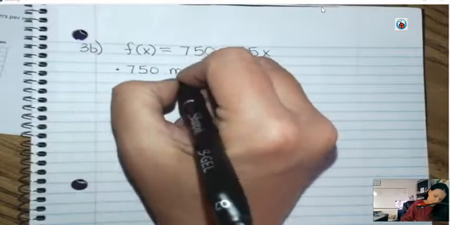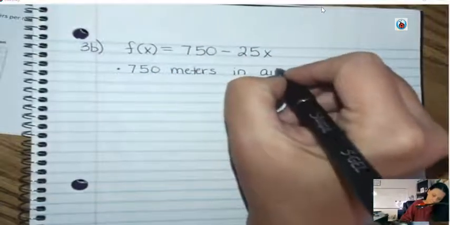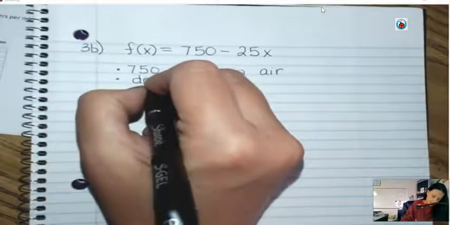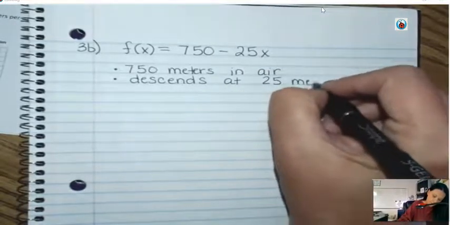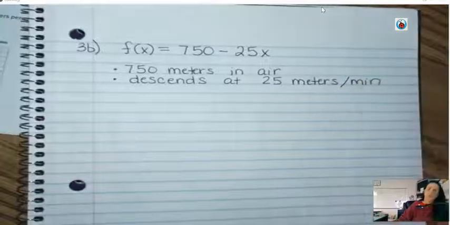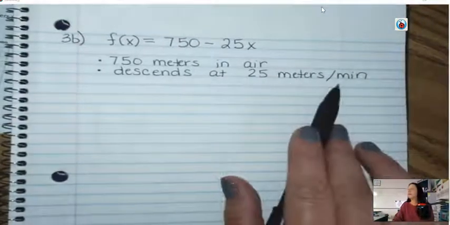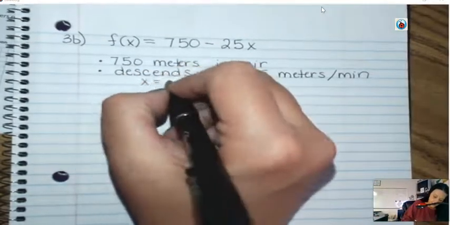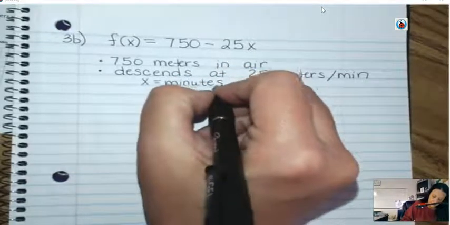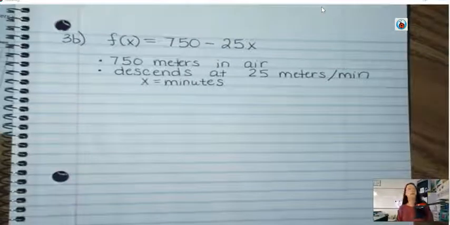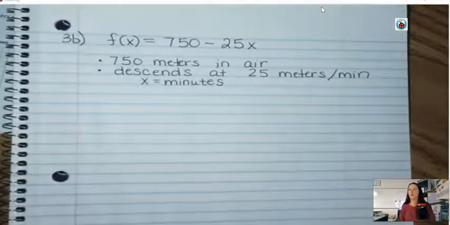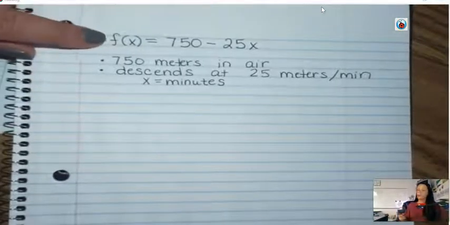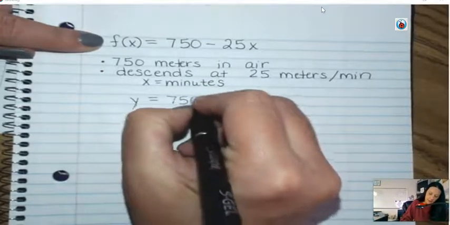So some important information. It starts 750 meters in the air. It descends, or comes down, at 25 meters per minute. So when the hot air balloon is coming down, it comes down 25 meters each minute. x stands for minutes. We need to come up with the x-intercept, say what it means, and the y-intercept, what does it mean? First, rewrite this equation using y. Take it out of function notation and just put it into the y equals format. So f(x) just becomes y. It really says y = 750 minus 25x.